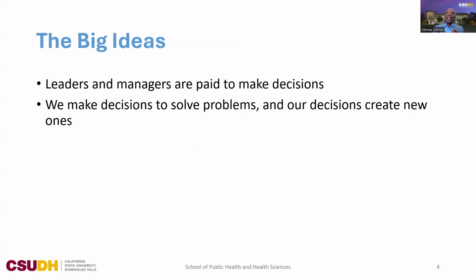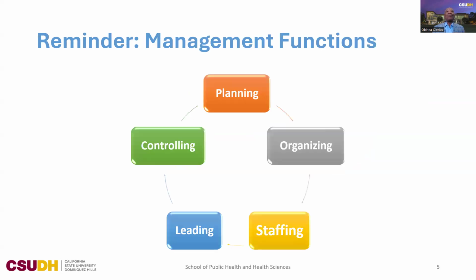Leaders and managers, like I said earlier on, are paid to make decisions. We make decisions to solve problems, and our decisions, therefore, create new problems. Remember the cycle: planning, organizing, staffing, leading, and controlling. The question will be, what has this got to do with decisions and problem solving? Friends, managers, we plan, we organize, we staff, we lead, and we control. These five core functions of management are so critical.